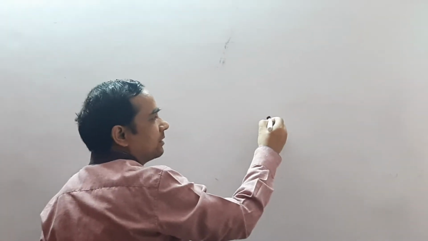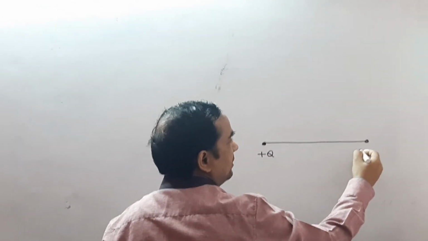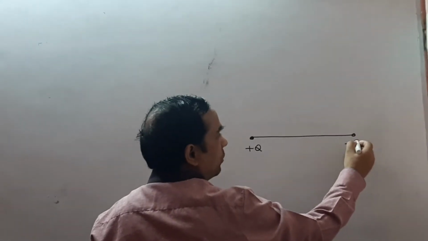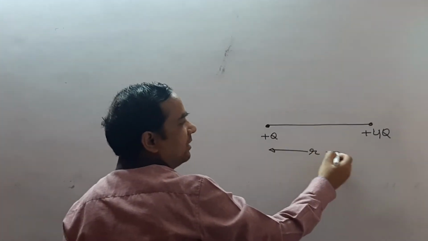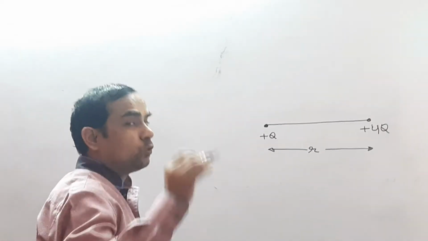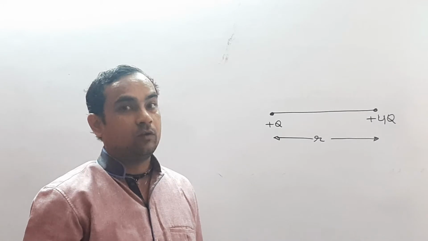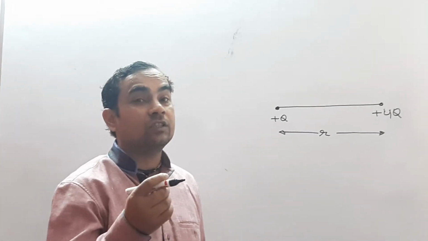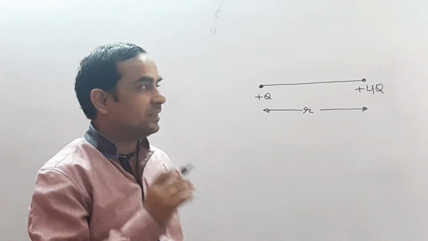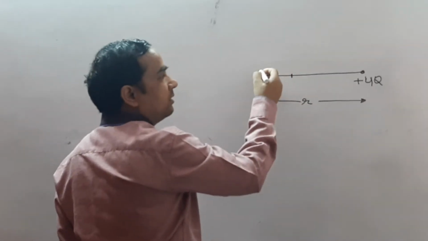You are given two charges, plus q and plus 4q, separated by distance small r. You have to find the position of the neutral point, or find a point having zero electric field. Right? So let's suppose the position of that point is this one.